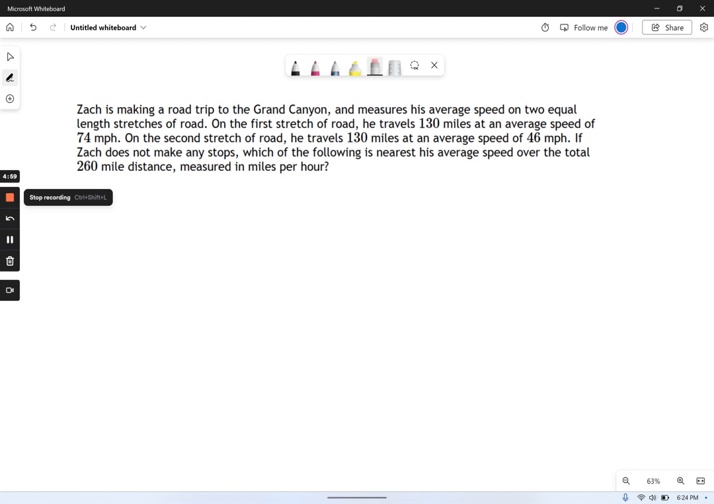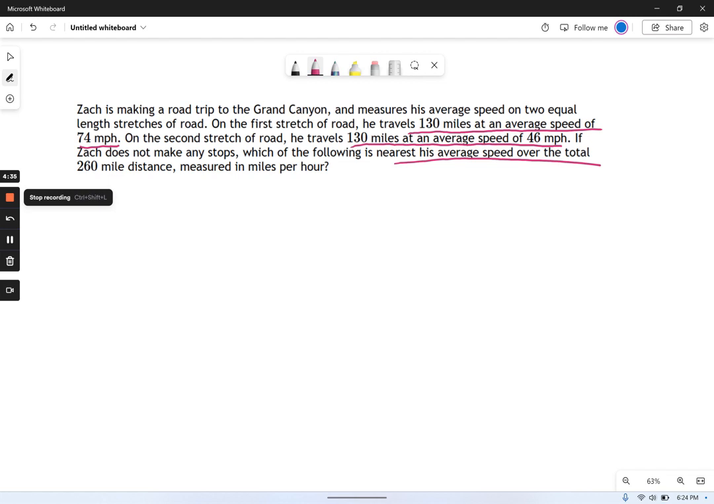So we have a problem about averages here. We're driving on this trip, and the problem tells us that in the first 130 miles, we go an average speed of 74 miles per hour. And in the next 130 miles, we go an average speed of 46 miles per hour. And then the question is this: what is the average speed over the total of the trip?